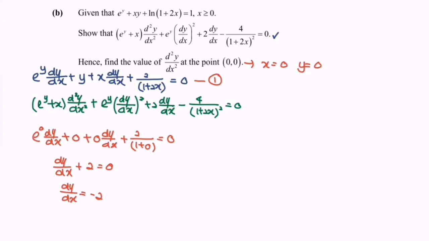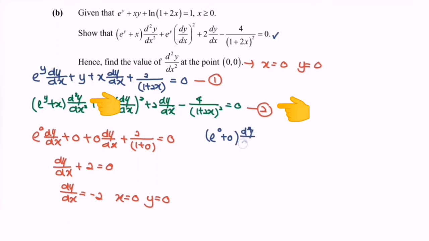Then substitute the value dy/dx equals negative 2, x equals 0, y equals 0 into the second equation in order to find the value for the second derivative. So rewrite it. So e to the power of 0 plus 0, times the second derivative, plus e^0, where we have the first derivative negative 2 squared, plus 2 multiplied with negative 2, minus 4 over (1 + 0)^2.